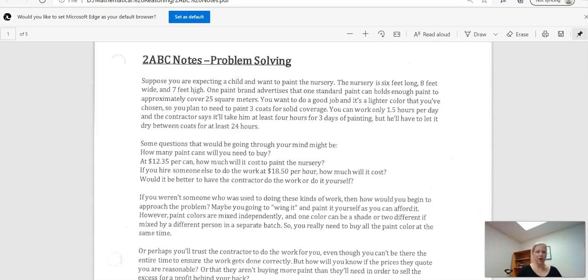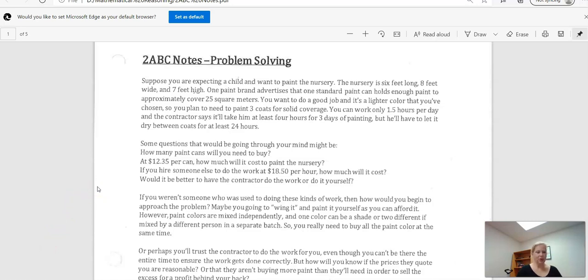You want to do a good job, and it's a lighter color, so you know you're going to need 3 coats. You can work only an hour and a half per day, and the contractor says it'll take him at least 4 hours for 3 days of painting, but he'll have to let it dry between coats for at least 24 hours. So there's some questions that you're going to be asking.